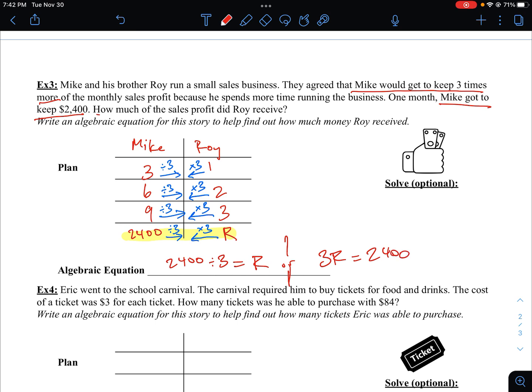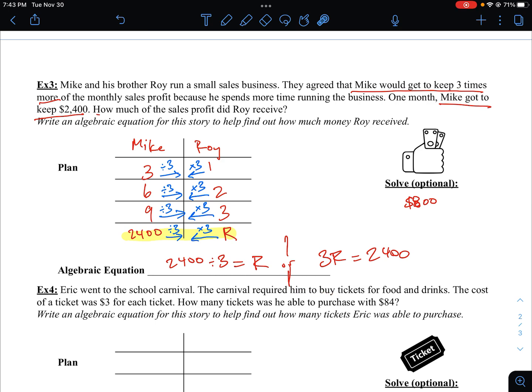Now, what is this answer? Well, give me a second. So, 2,400. If you actually solved it, you should get $800 as your answer. Not super important, like I said, but good to know. But that's how you would figure this out.